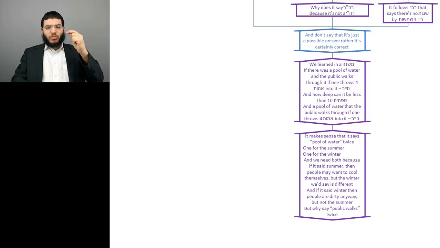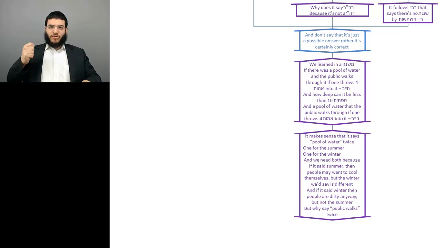But we lead into a question, which is: why say the public walks twice? It should have said a pool of water that the public walks in. If a person throws in it 4 amos, he is chayiv, and a pool of water that somebody throws in 4 amos, a person's chayiv. We need to speak about 2 pools of water. But why does he need to mention that a person walks in twice?